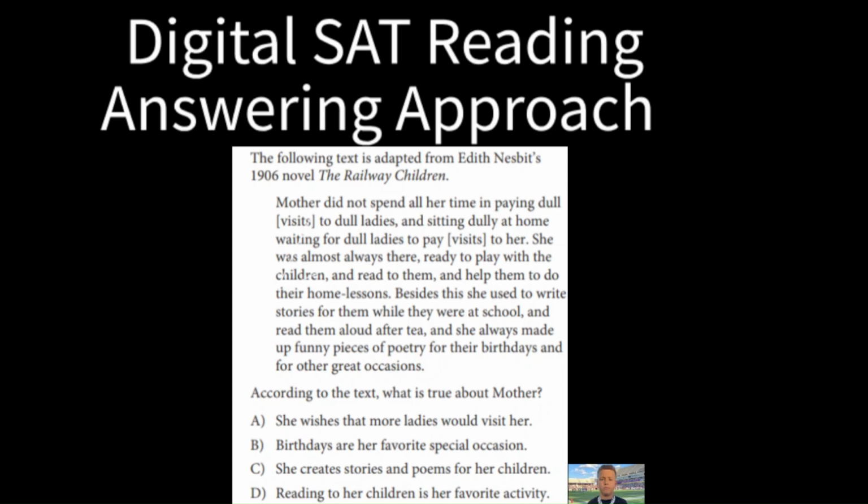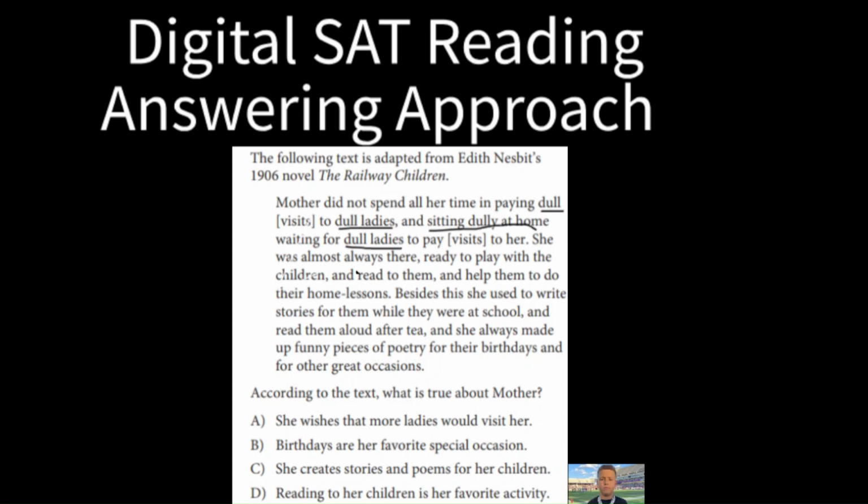So, "Mother did not spend all her time in paying dull visits to dull ladies and sitting dully at home waiting for dull ladies to pay visits to her." This sentence tells us that she really doesn't like the ladies and having the ladies pay visits to her because it just keeps saying dull. It's dull visits, they're dull ladies, and she's sitting dully at home waiting for dull ladies to pay visits to her. So we can infer she doesn't like the ladies, okay?